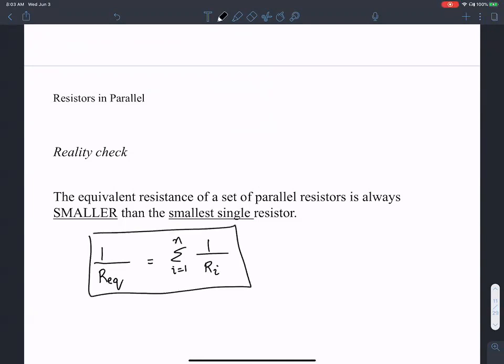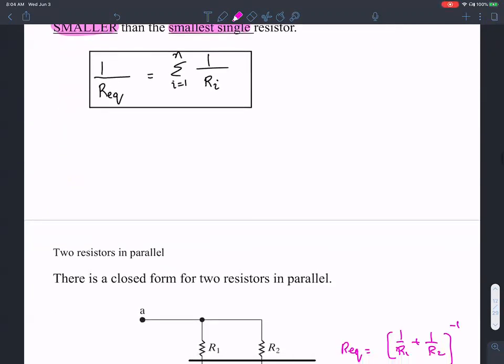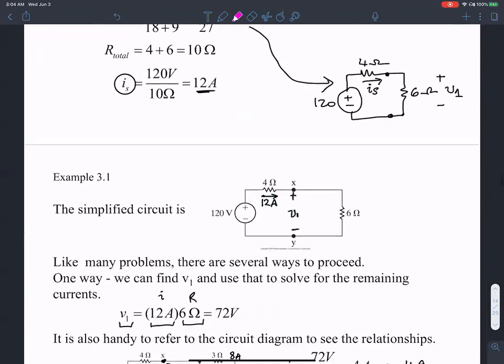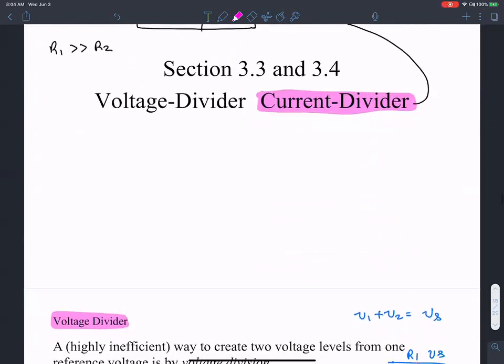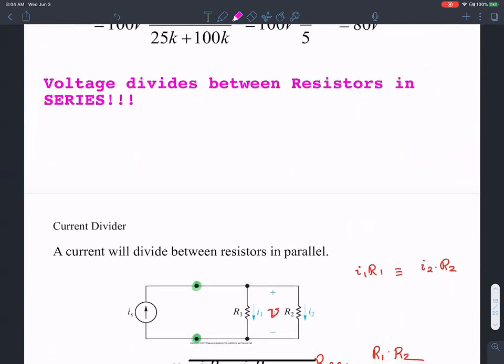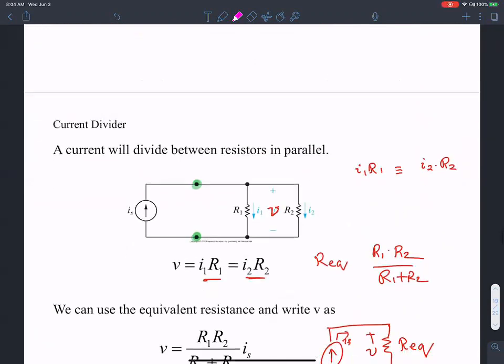Okay, a quick sanity check is that in parallel, the equivalent resistance is always smaller than the smallest single resistor. This is something we looked at in the class so far. Then we moved on to talking about voltage divider and current divider circuits. Voltage divides between resistors in series. The voltage is exactly the same when they're connected in parallel. Current divides between resistors in parallel, and the ratio of the current division is the inverse of the resistor values.